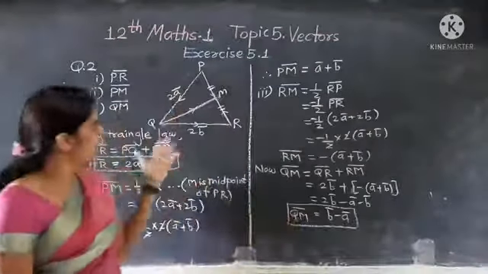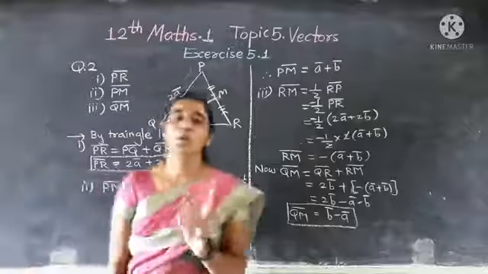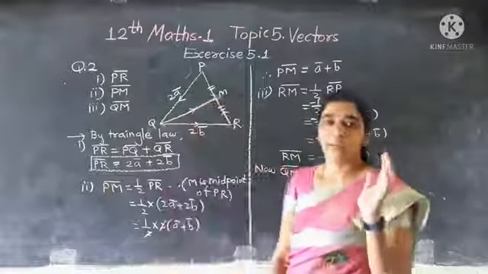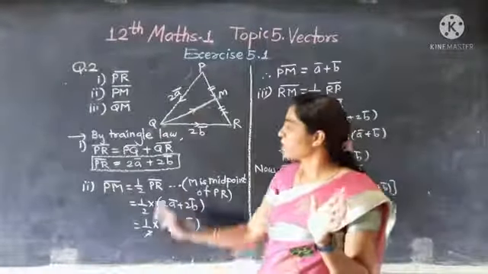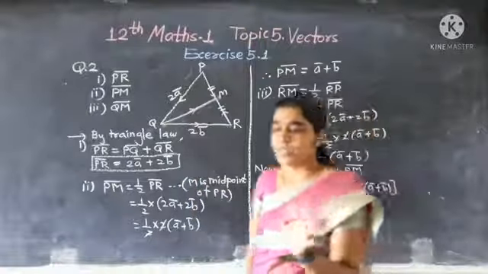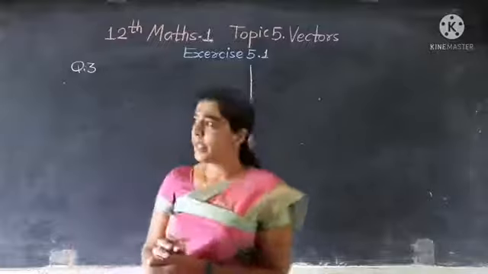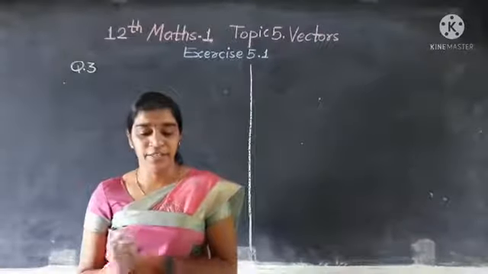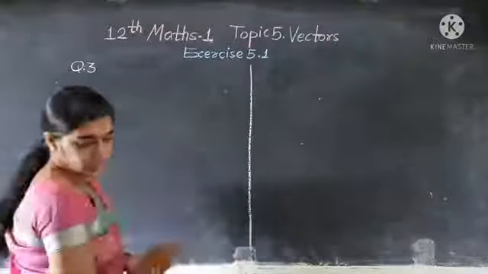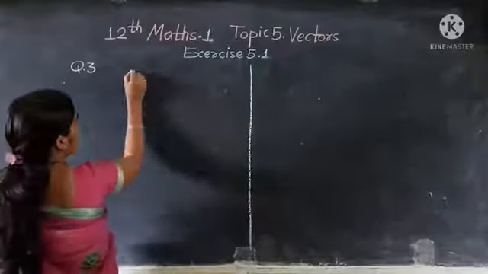Okay, understand all these three conditions. You use the triangle law or parallelogram law correctly. In this way we find the question number 2. See student, question number 3. OABCDE is a regular hexagon is given. So you first draw a regular hexagon here.